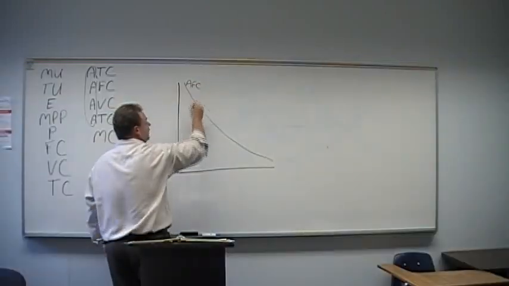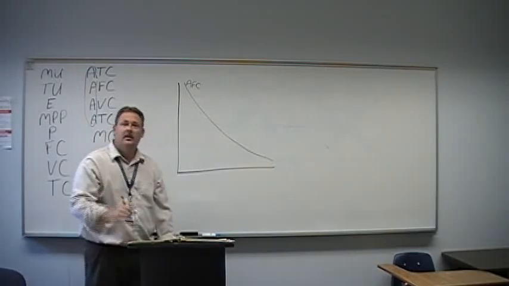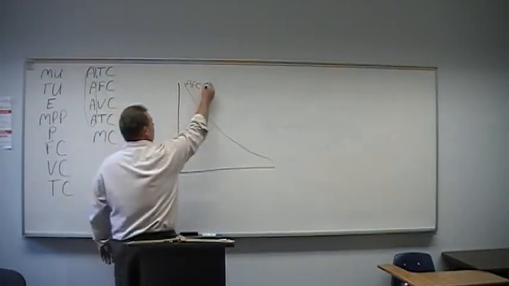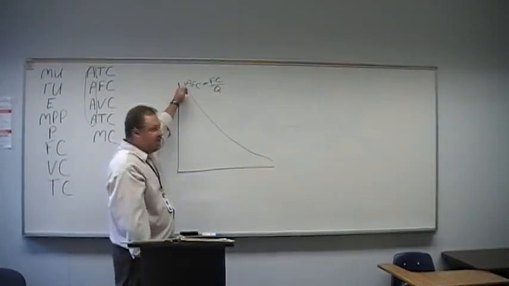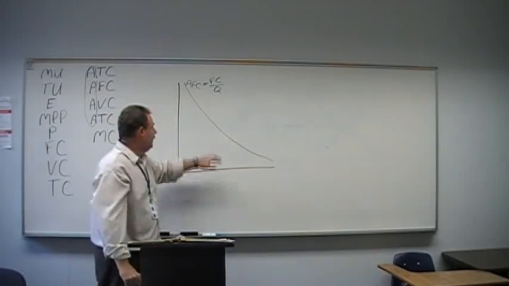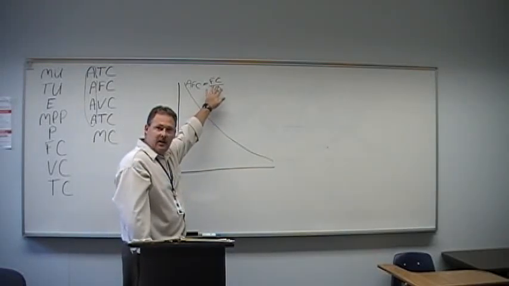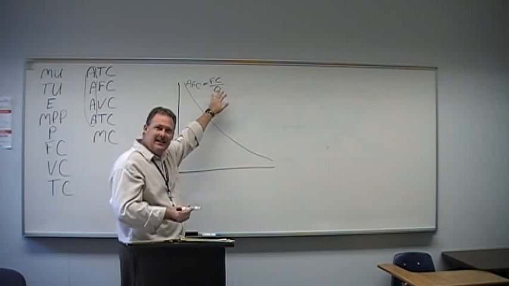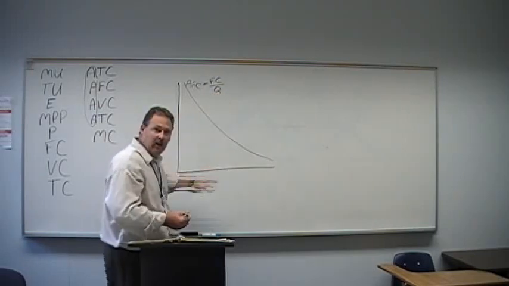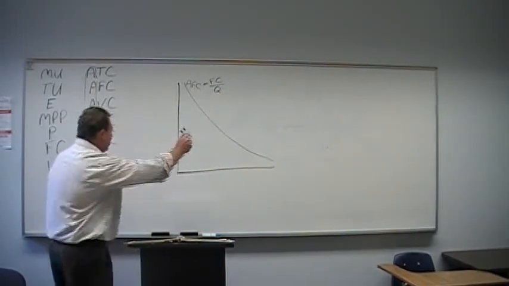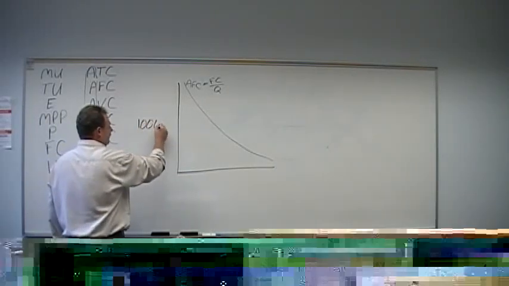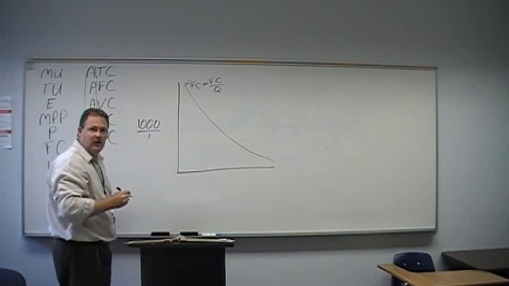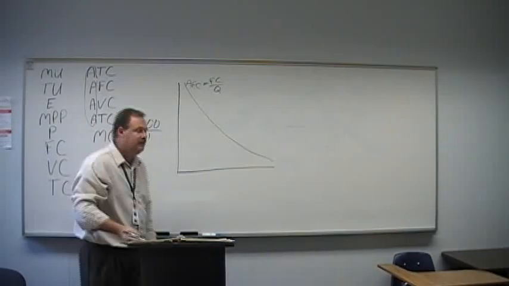Average fixed costs. Average fixed costs are equal to fixed costs divided by quantity. So what you see in the average is them constantly falling. The numerator here, fixed cost, is something that stays the same, whereas quantity grows. I'll give you an example. If it costs $1,000 in fixed cost, if I produce one unit, what is the average fixed cost?